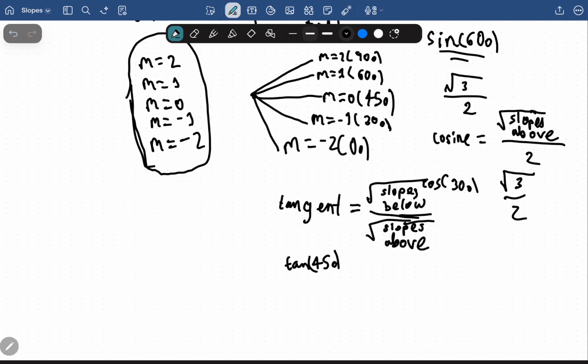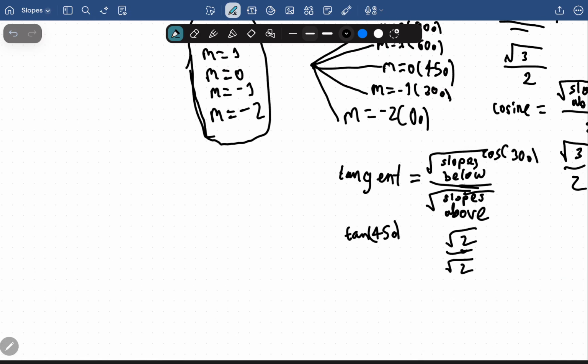So tangent 45 degrees is m equals 0. First, slopes below of m equals 0. So first we have root here and root here because both of those are roots. But anyway, if you can definitely see it is 2. I don't have to do that for negative 1. If you see it, it's 2. I don't have enough energy to do the negative 1, negative 2 thing again. So yeah, it's 2. And above is also 2. So yeah, that's tangent.